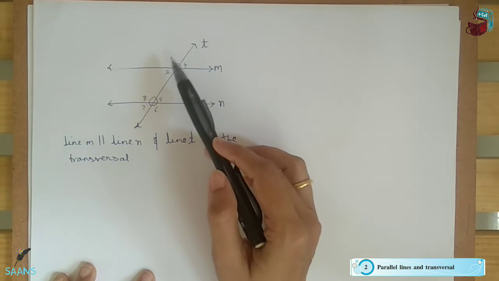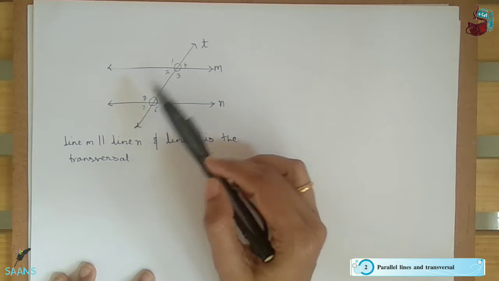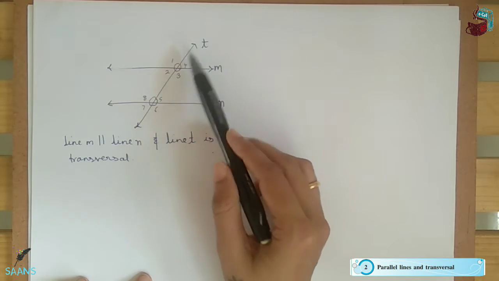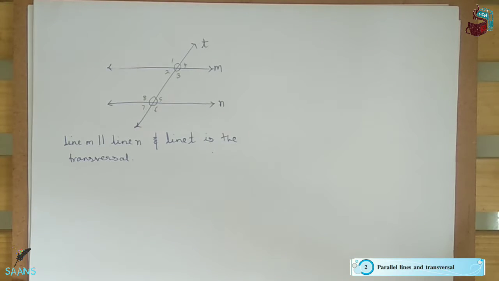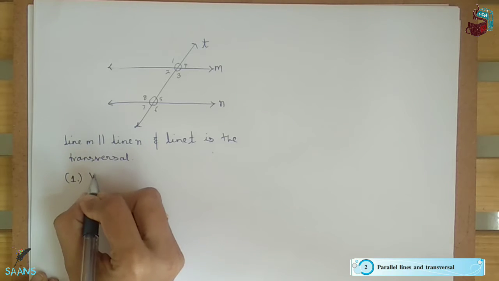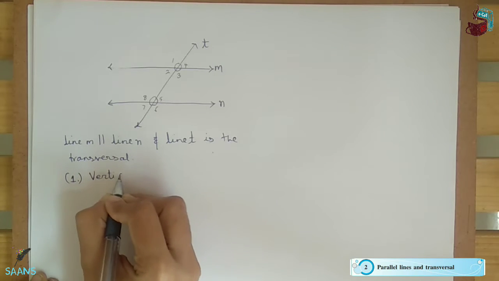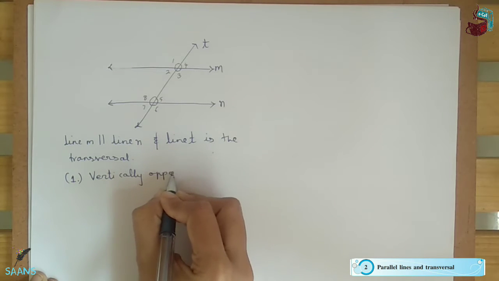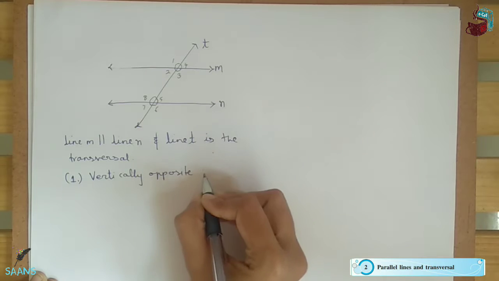One here, one here, one here, one here, one here, one here, one here, one. Now, with respect to this naming of the angles, 1, 2, 3, 4, 5, 6, 7, 8, we'll just try to understand what are the different types of angles. Among the very first ones, we do something that we already know. They are known as vertically opposite angles.